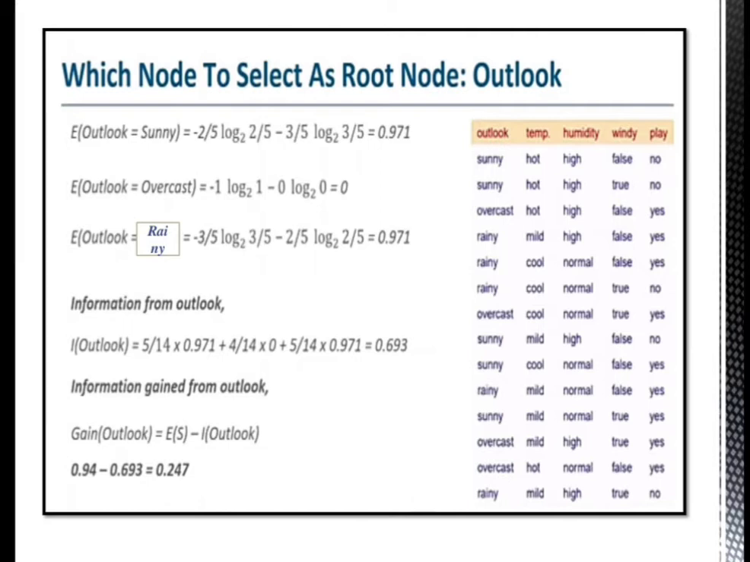So from this we can calculate the information gain. According to the formula, entropy of S, that is entropy of the data set, will be 0.94 minus I of outlook, that is information of outlook, which is 0.693. So how much we will get? 0.24. Like this we will calculate the information gain for all attributes.